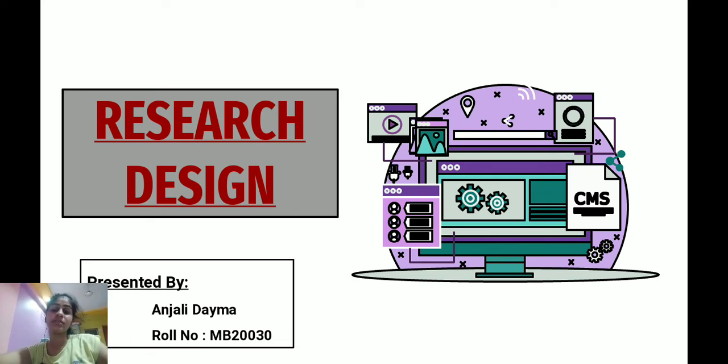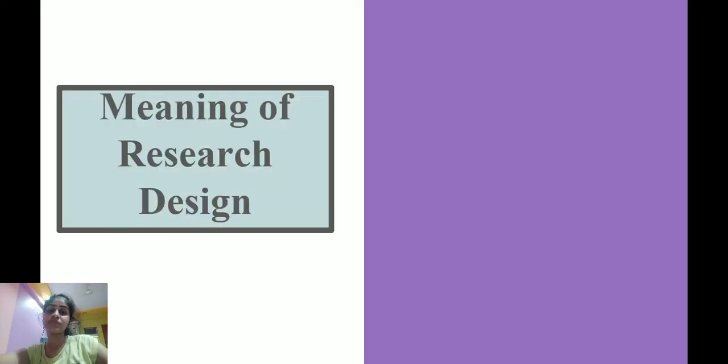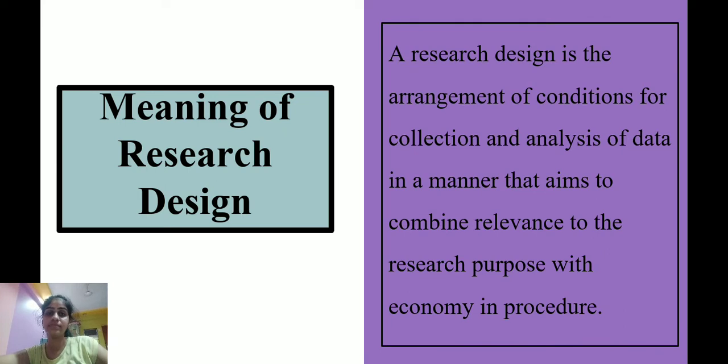Research is done on a particular topic to know the actual information about that particular thing. So it consists of the meaning, parts of research design, process, hypothesis testing and features of the research design. First we will see the meaning of research design.